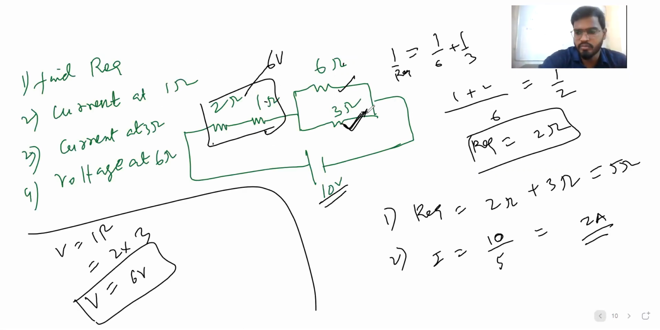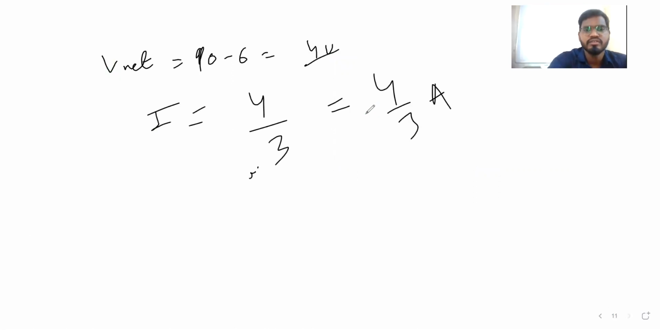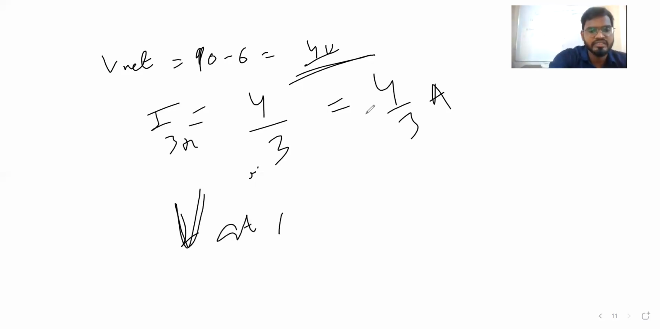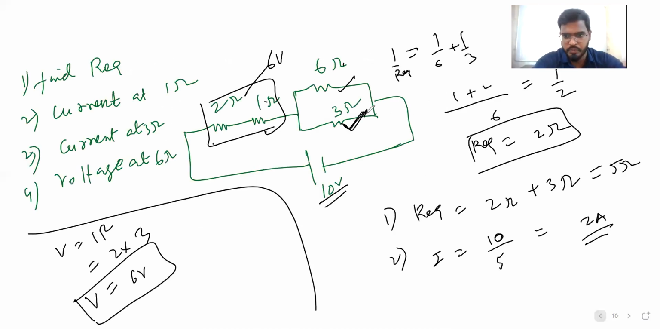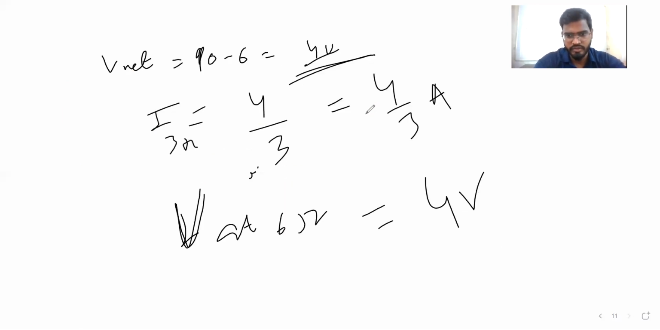Now the voltage at 6 ohm, how much did we find? 4 volt. So the current at 3 ohm is this, and the voltage at 6 ohm is going to be 4 volt. Hope you guys understood this question. See this once properly. This question is really important. If you understood this, you can do series parallel sums easily. Try doing this. So the voltage at 6 ohm is 4 volt. Till here you guys understood.